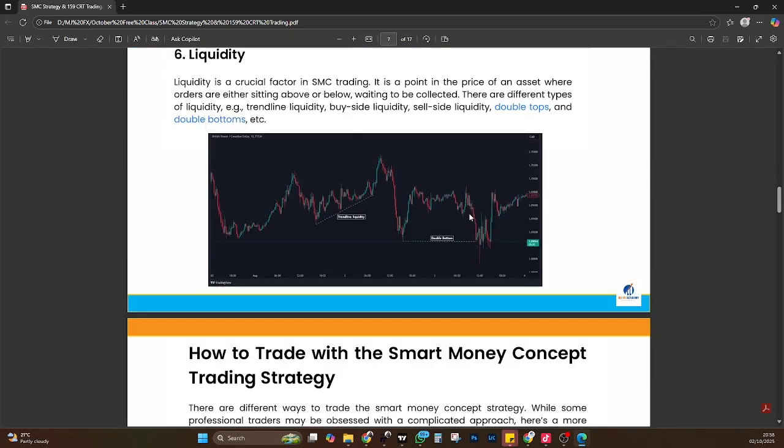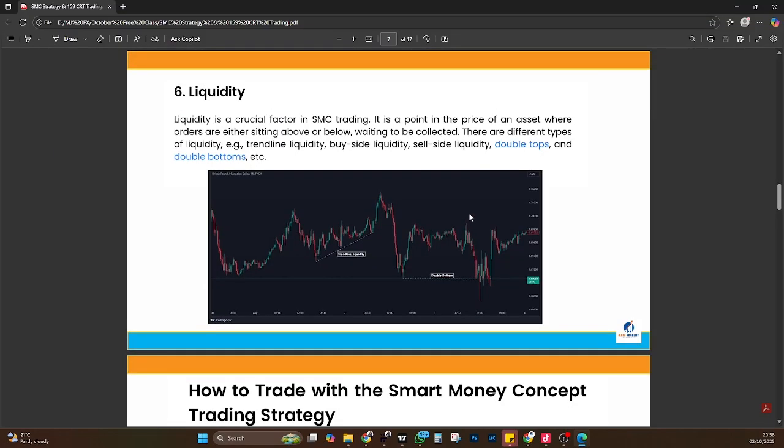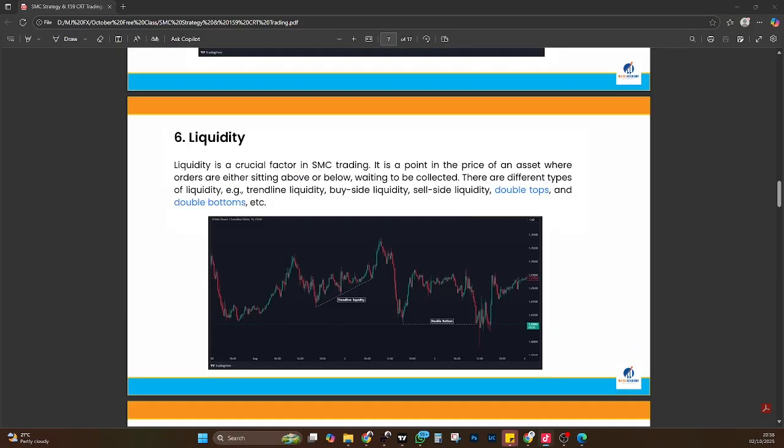Okay, this is another question that a lot of people were asking me. What is liquidity? Liquidity is a crucial factor in SMC trading. It is a point in the price of an asset where orders are either sitting above or below, waiting to be collected. There are different types of liquidity. There is trend line liquidity, buy side liquidity, sell side liquidity, double tops, double bottoms, etc.